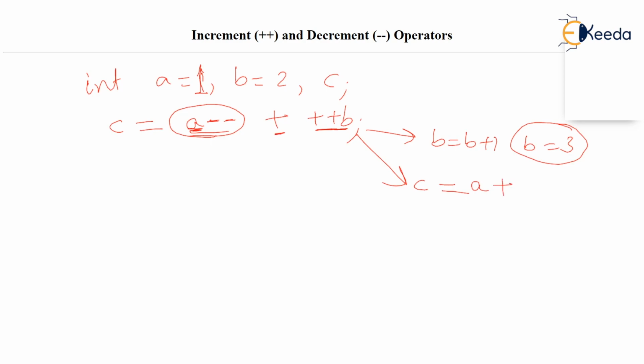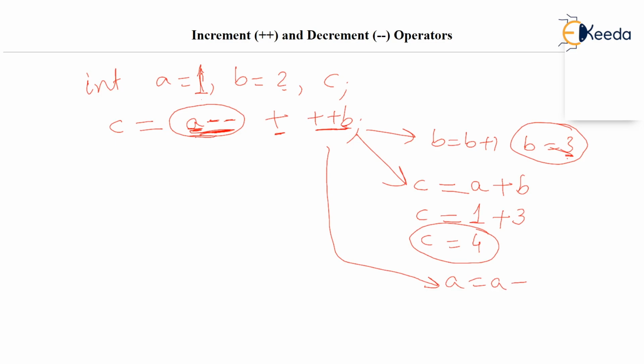So now C should become equal to A plus B, but we have never changed the value of A. A is still 1. So we will use 1 plus, but B has changed, isn't it? You can't use this value 2. B has become 3, and you will use the latest value of B. So C will become 4. Now, one more thing pending over here. One more thing pending is you should now decrease the value of A. Entire expression has got evaluated. A should decrease after. So A will now become A minus 1. That means A will become 0 because A was 1.